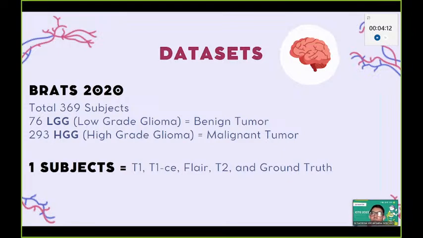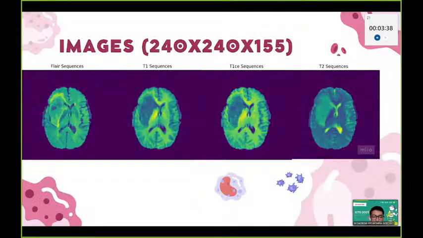Okay, and for each subject there are different modalities. If you look in radiology, when we analyze the location in MRI, there are modalities like T1, T1CE, FLAIR, T2, and the ground truth. And each modality has different contrast, like T1 has its contrast, T1CE another.